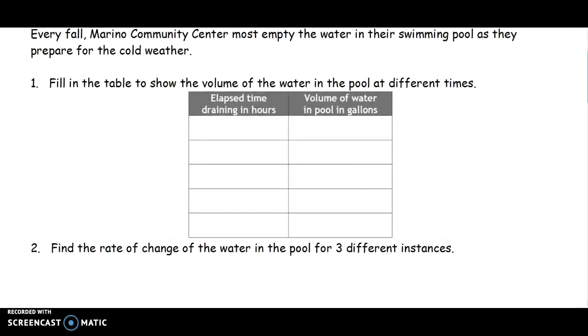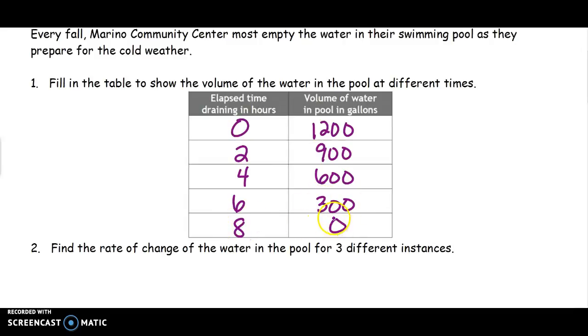So we just saw this on the screen. So again, for 0, the starting amount of the pool was 1,200. After 2 hours, it was 900. Oh, I'm sorry, this was 4 hours, it was 600. 6 hours, it was 300, and 8 hours to have completely no water left in the pool.